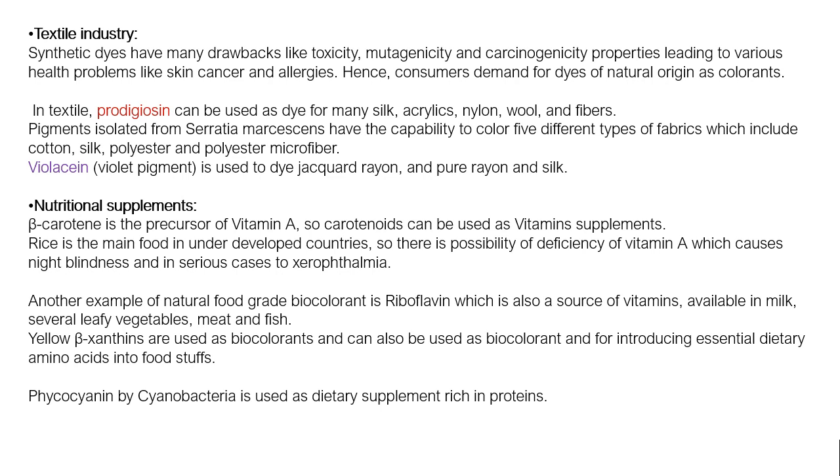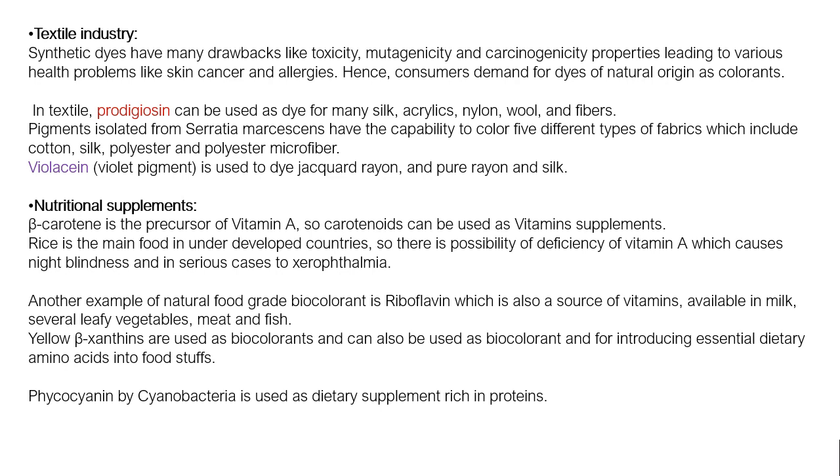So these are some examples for textile industries. Now we will be studying the nutritional supplements. Beta carotene is a precursor of vitamin A, so carotenoids can be used as vitamin supplements. Rice is the main food in underdeveloped countries, so there is a possibility of deficiency of vitamin A, which causes night blindness and, in serious cases, xerophthalmia.